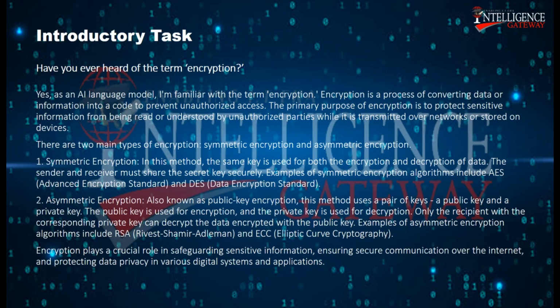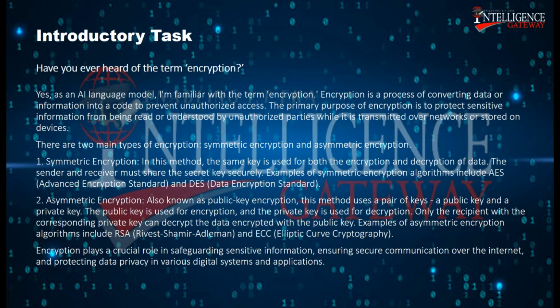Introductory task. Have you ever heard of the term encryption? Yes, as an AI language model, I'm familiar with the term encryption. Encryption is a process of converting data or information into a code to prevent unauthorized access. The primary purpose of encryption is to protect sensitive information from being read or understood by unauthorized parties, while it is transmitted over networks or stored on devices.